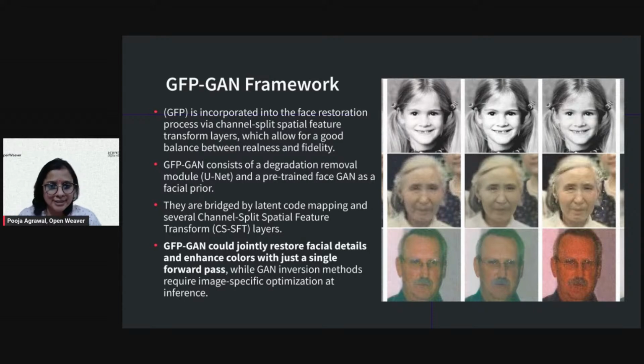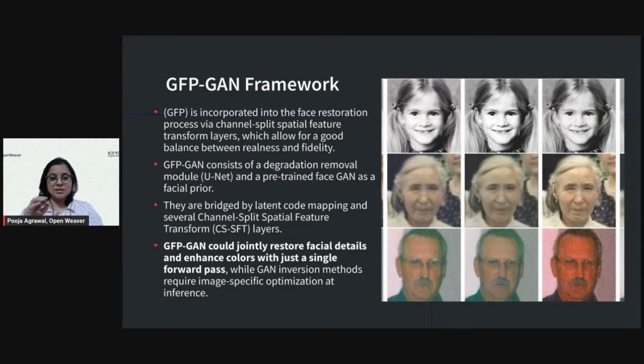What is the process that is being followed? Using the channel split spatial feature transform layers. We want to talk about multi-layer perceptrons that are used, which allow for a good balance between realness and fidelity. The realness should be maintained enough, and the degradation removal module, which is a U-Net, is being used alongside the pre-trained face GAN as a facial prior.